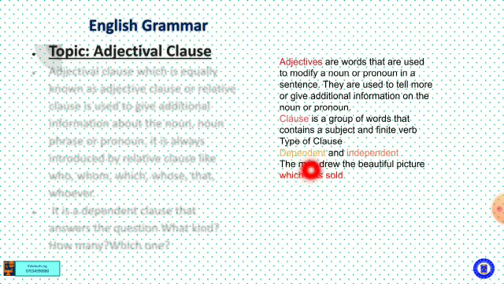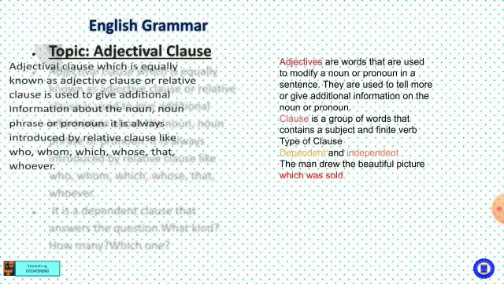Now here, the one that is not colored, "the man drew a beautiful picture," is a main clause or an independent clause because without the presence of this colored part of the sentence, this uncolored part can stand on its own to make a complete sense, or to stand as a sensible sentence.